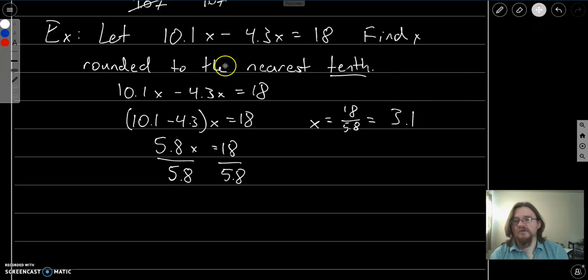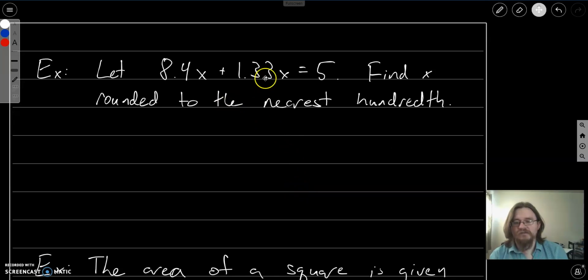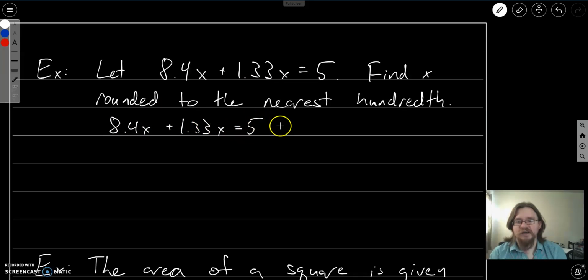Cool. So these first couple of examples are pretty much straightforward. We just have to consolidate the things on the left-hand side into one term and divide. So let's do this again. We've got 8.4x plus 1.33x. This is equal to 5.